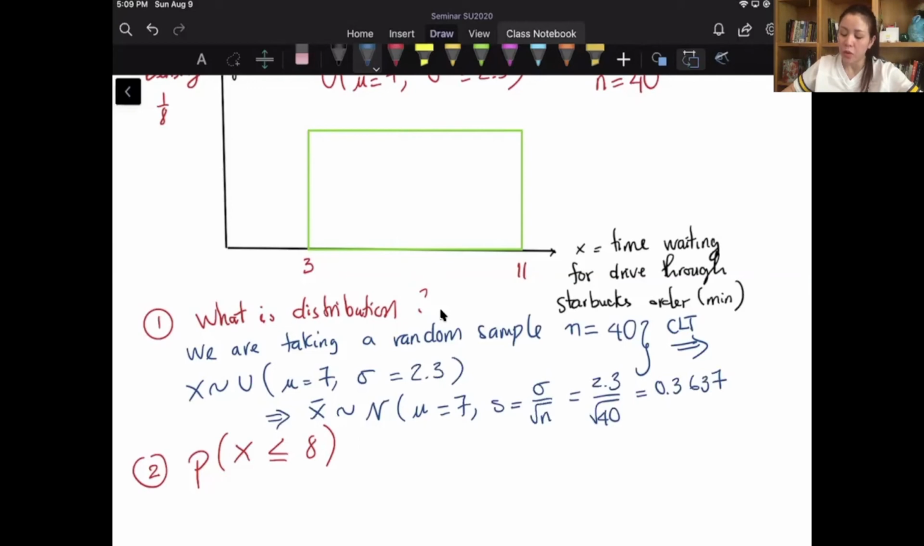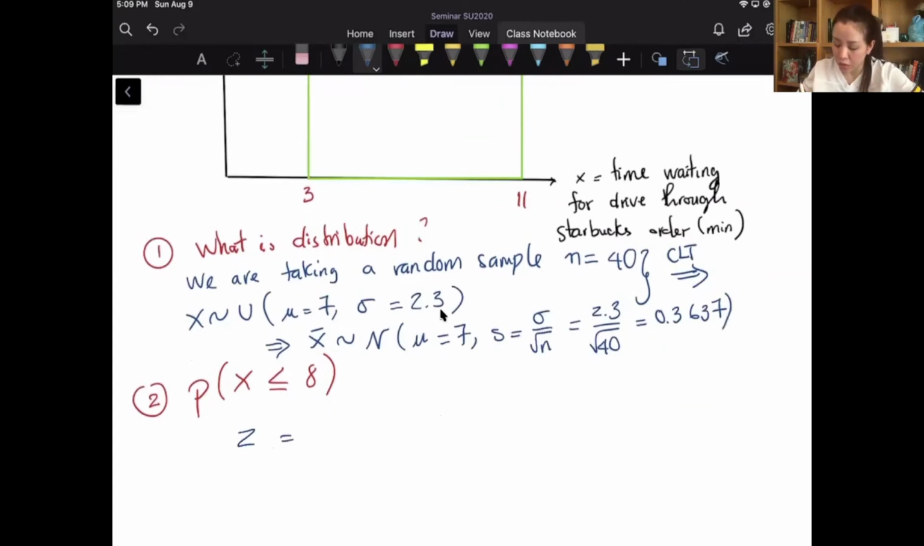Question number 2, we want to figure out the probability that an average waiting time is at most 8 minutes. In order to find the probability, we need to find the z-score first. Remember the formula is observed minus the mean divided by standard deviation, or in notation, x minus x bar divided by s.